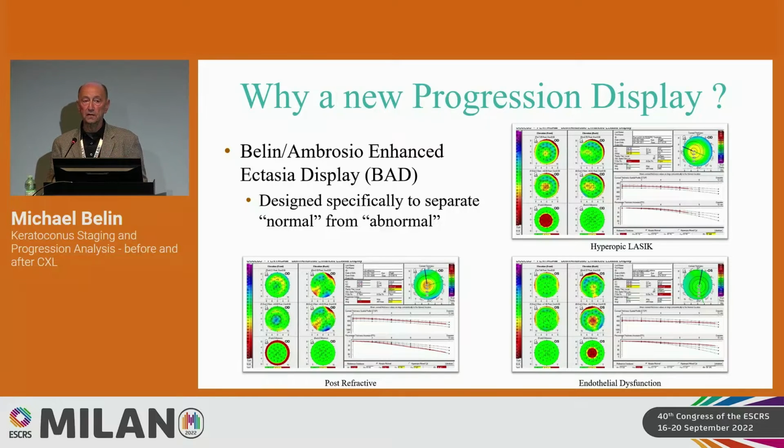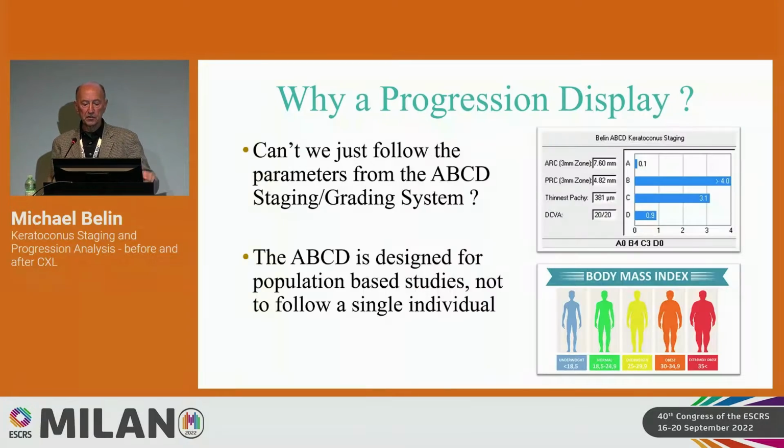Now, we use it often for keratoconus studies, but we use it with other parameters, like a final D greater than some number, but associated with posterior elevation. The next question is, well, why can't we just follow the parameters of the ABCD classification?